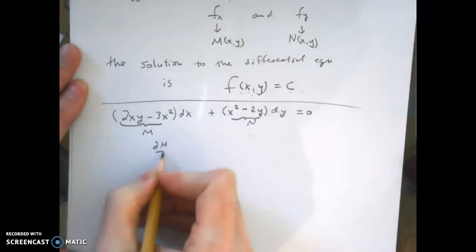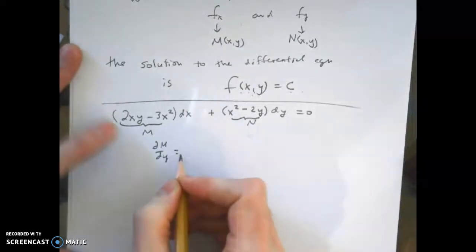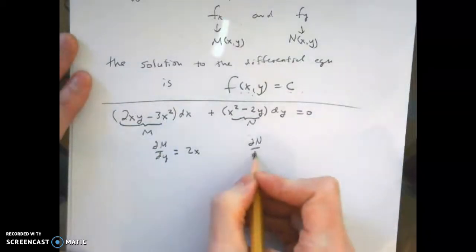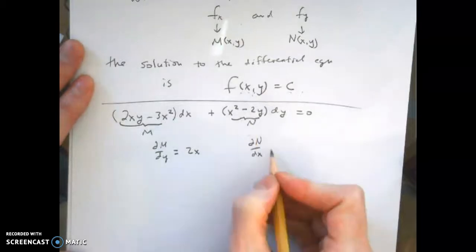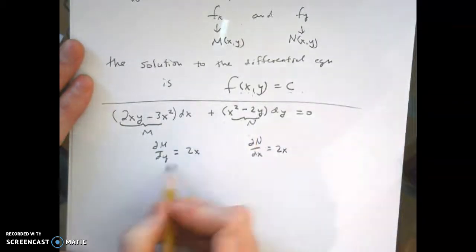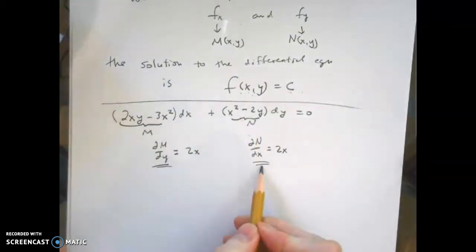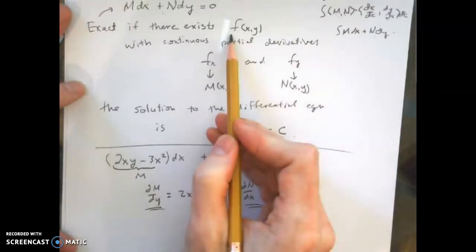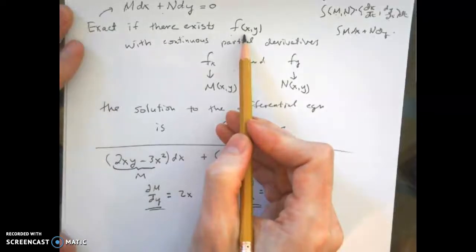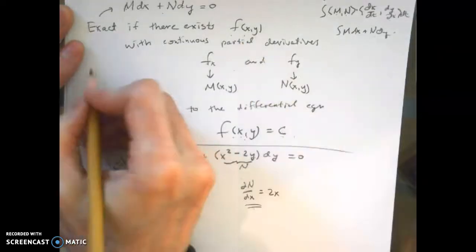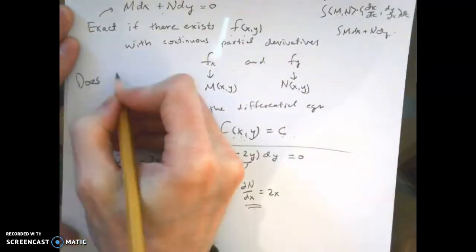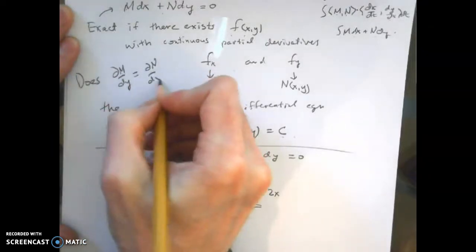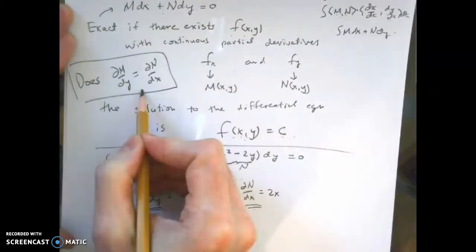Let's find dM/dy, which is equal to 2x plus 0. Let's find dN/dx, which is 2x. What we're doing here is basically figuring out, like we did in chapter 15, if there exists this function. The way we figure out if there is this function is we're asking the question, does the partial of M with respect to y equal the partial of N with respect to x? Okay, so it's the same test to see if something is conservative.